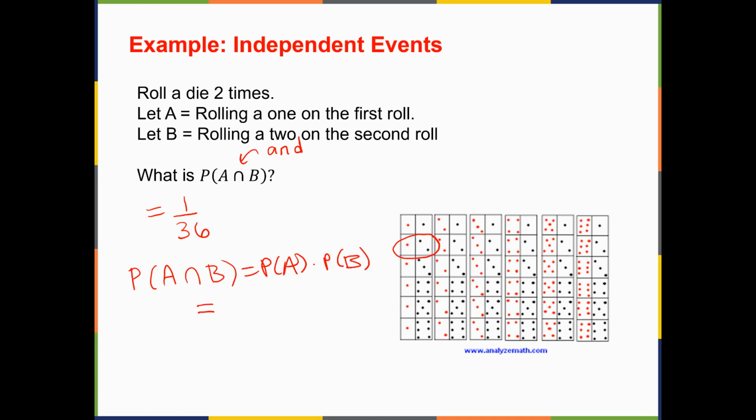Well, what's the probability of rolling a 1 on the first roll? If you roll a die 1 time, what's the probability of rolling a 1? That's 1 chance out of 6. Rolling a 2 on the second roll, well, there's one way to get a 2 out of 6 possible ways, so that is also 1 way out of 6, and we get 1 out of 36 using our formula. So the first time, we did it by looking at the sample space and actually computing the probability of A and B. The second time, we used our new handy-dandy formula to know that since the events are independent, we can multiply the probability of A by the probability of B to find the probability of A and B.